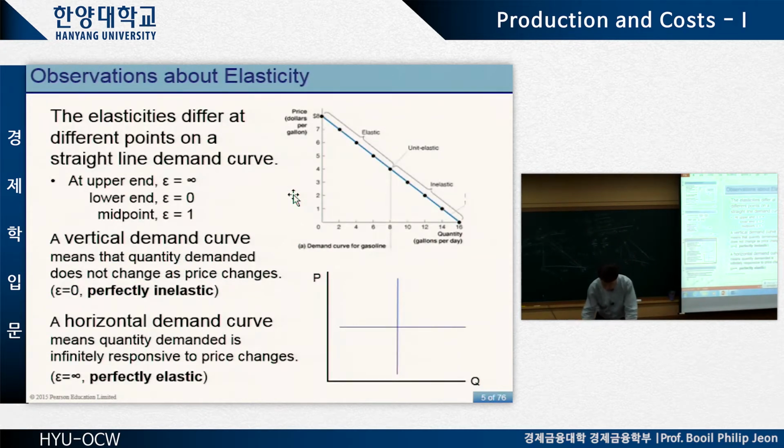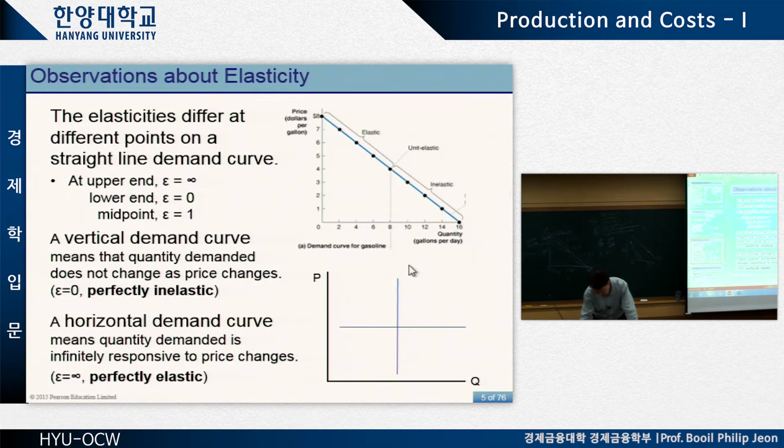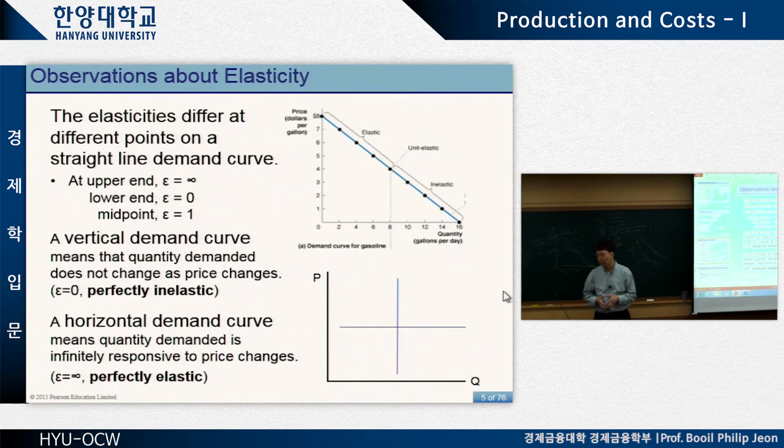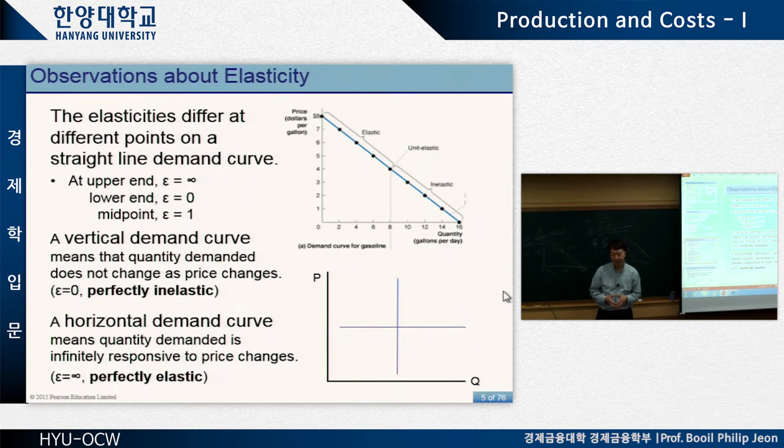Alright, so we talked about all this here. Well, what about the vertical and the horizontal demand curve? If it's vertical, what that means is no matter what the price change may be, your quantity doesn't change at all, right? In other words, quantity demanded is completely unresponsive to the price change. Quantity doesn't change whatever you do with the price, right? So we call it perfectly inelastic.